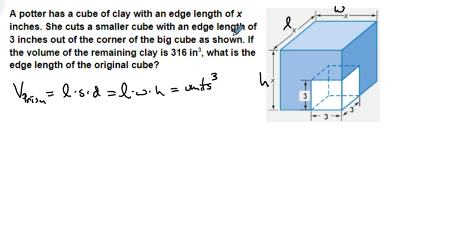And now she cuts a smaller cube with an edge length of 3 inches out of the corner of the big cube, as shown. All right, so that means the volume of this smaller cube is this times this times this. So it's 3 times 3 times 3, which is 3 cubed, and that's 27. Then it says if the volume of the remaining clay, so that means this stuff that's blue, is 316 inches cubed, what is the edge length of the original cube?